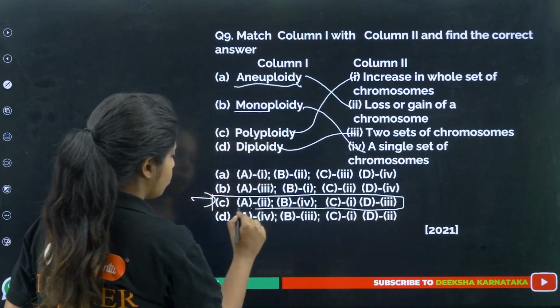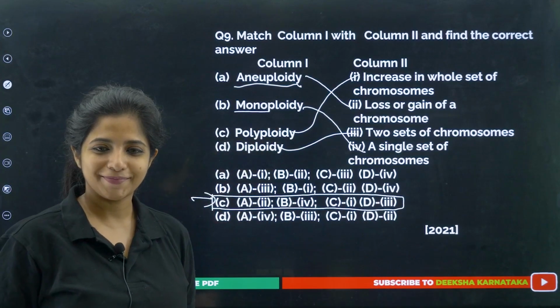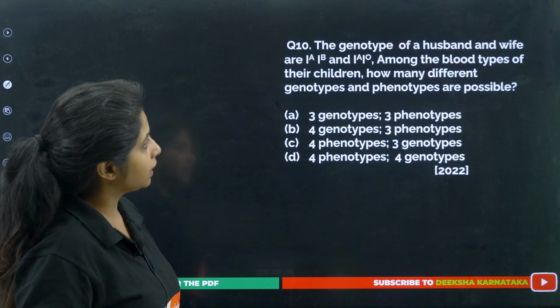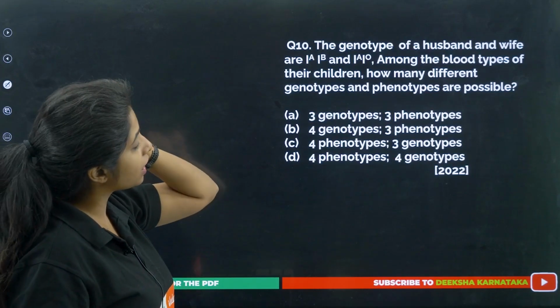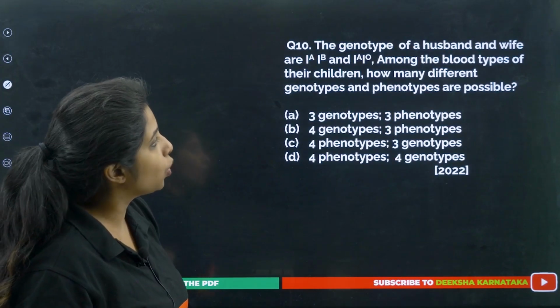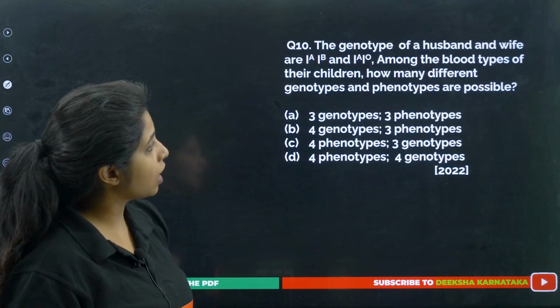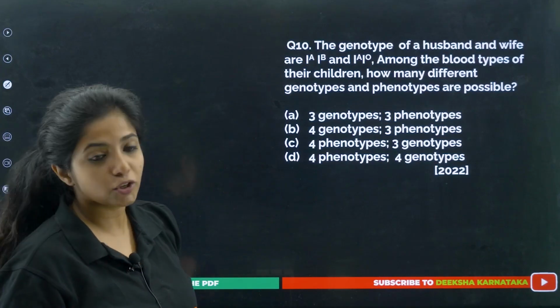This came in 2021, my dear children. Next question. The genotypes of a husband and a wife are IA, IB and IA, IO. Among the blood types of their children, how many different genotypes and phenotypes are possible?